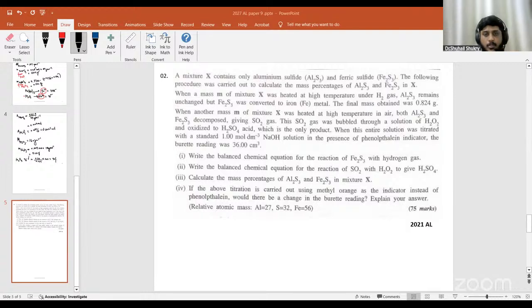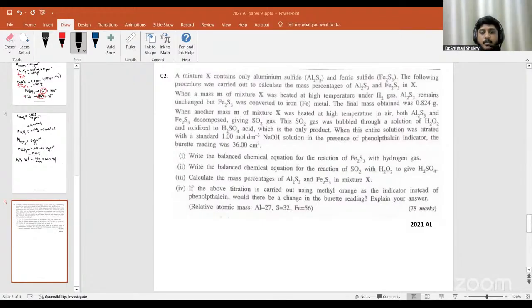They have told already. One part goes to Fe now. The other one will be H2S. One will be Fe, and the other one will go to S. So one is iron. Fe2S3 will go to Fe and H2S.